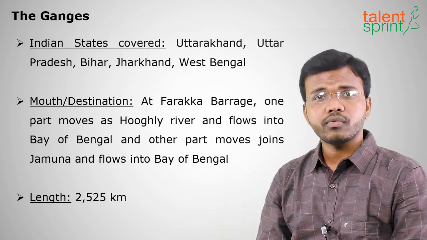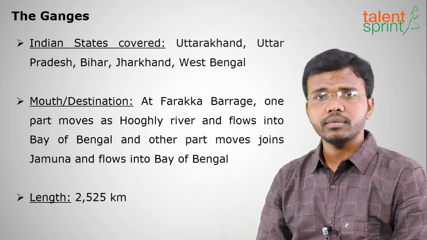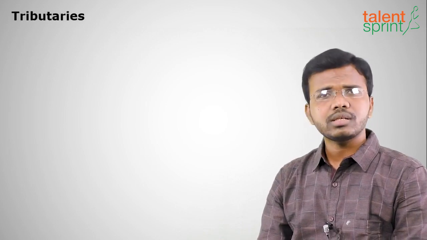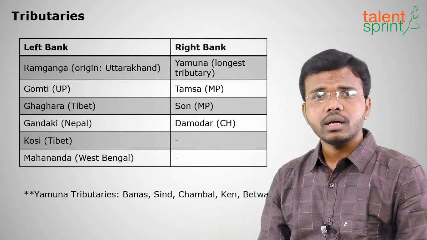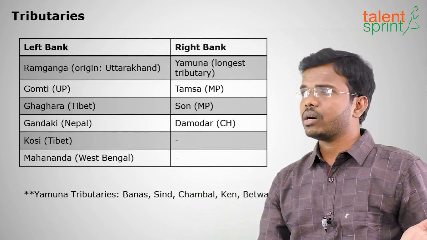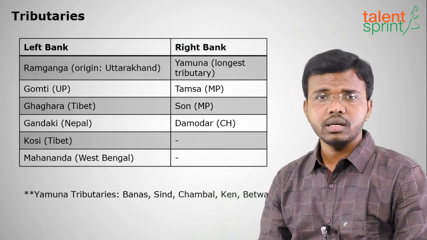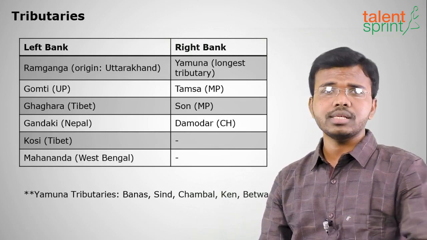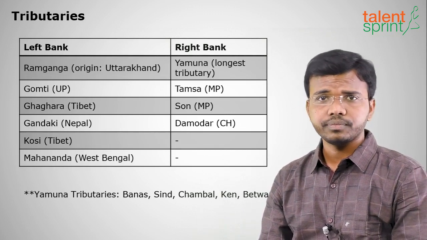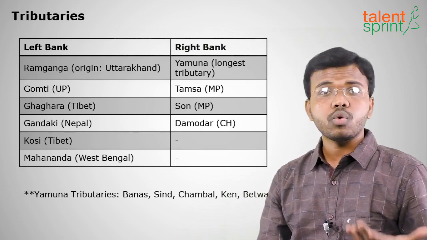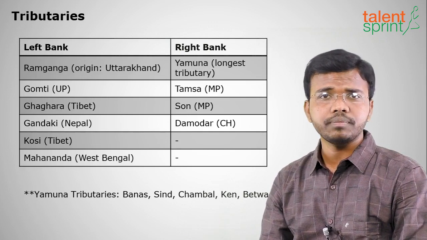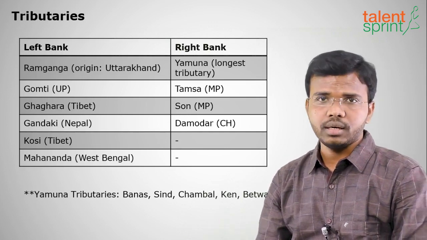The total length of the Ganges River is around 2525 kilometers. And what are the tributaries of Ganga? On the left side we have Ram Ganga, which originates in Uttarakhand. Gandaki, Kosi, Gagara, Gomti, all these are the left side tributaries of the Ganges. Kosi is called the sorrow of Bihar. Why is it called the sorrow of Bihar? Because it brings floods to Bihar.